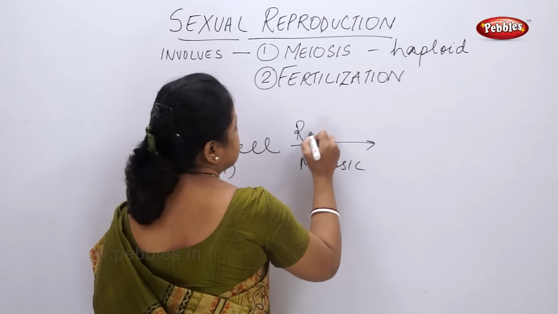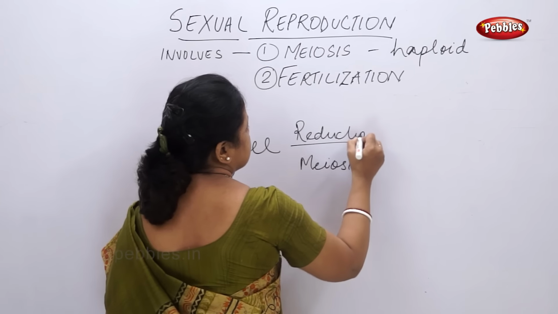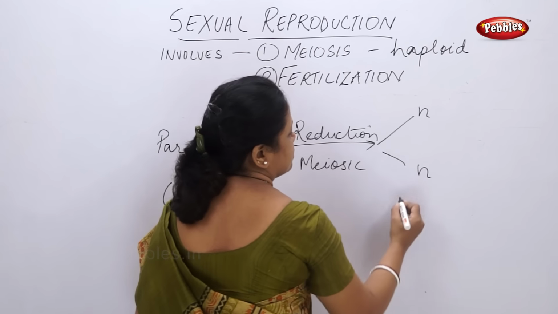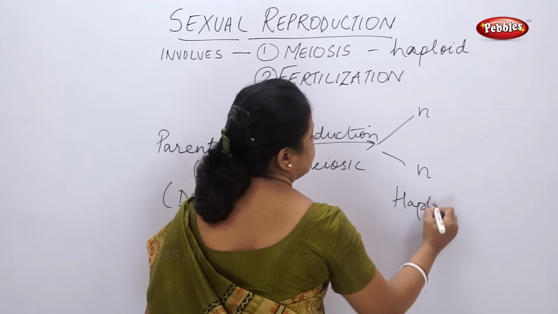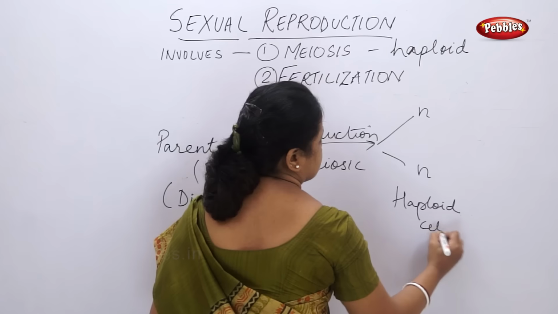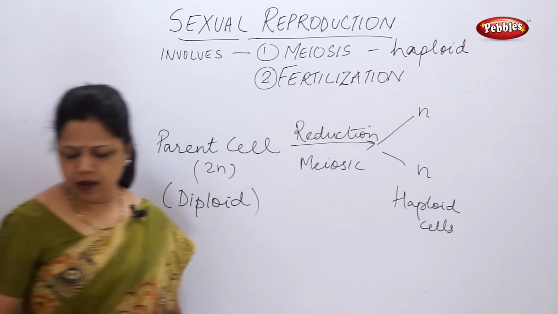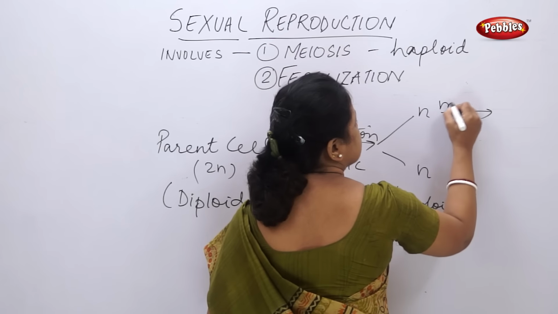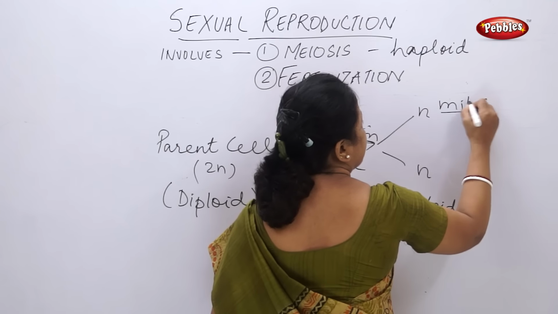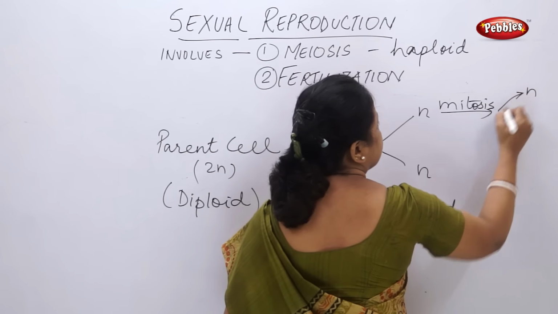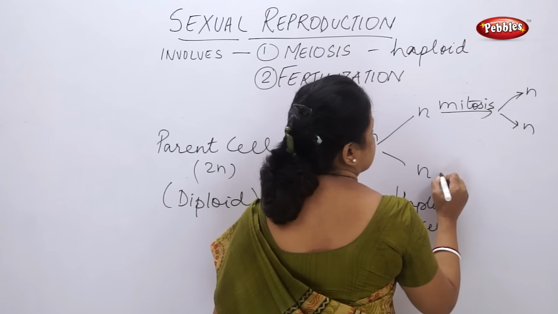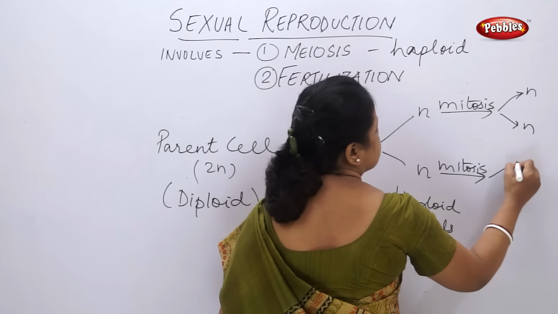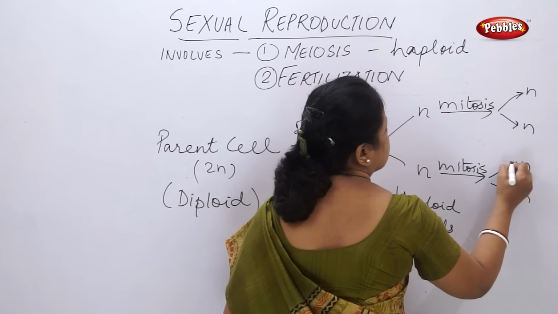That means reduction is taking place, and this forms one N and another N. These are called haploid cells. This is what is happening in the meiosis. Now once these N cells are formed, then mitosis takes place. And mitosis gives out another N, gives out another N. So again here also mitosis takes place, gives out one N, gives out the other N.